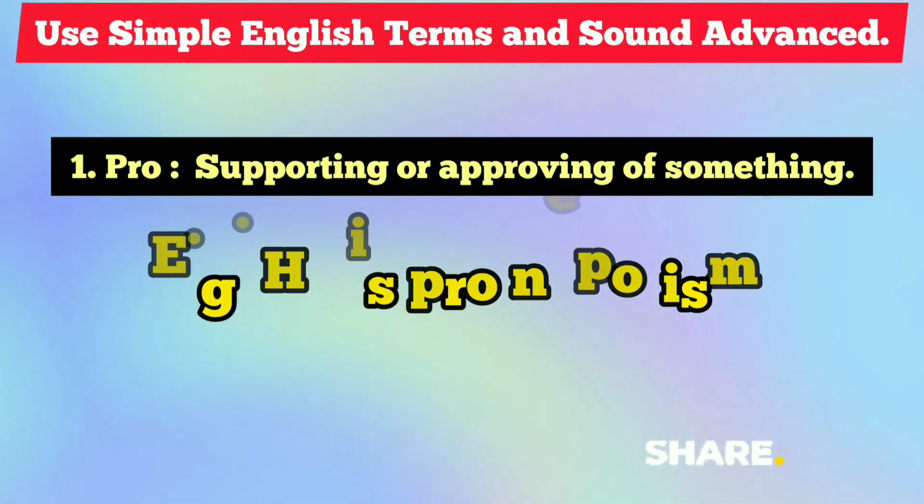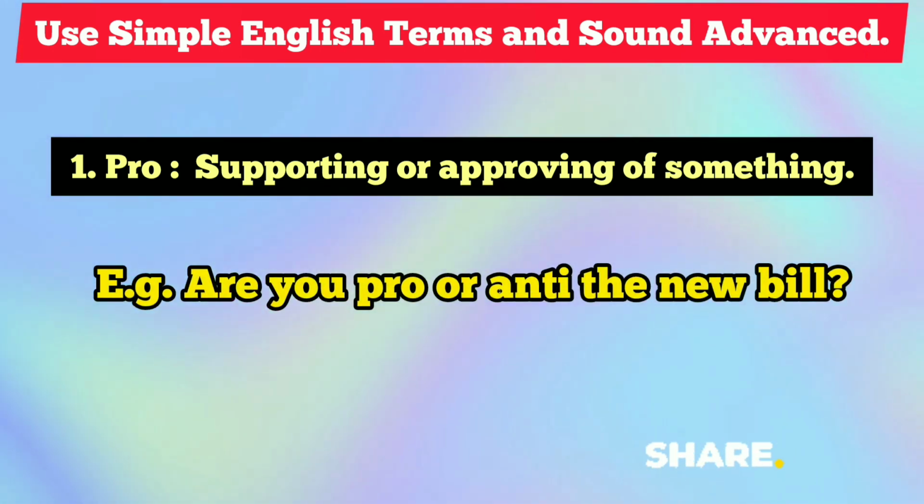You can see another example. You see, are you pro or anti the new bill? That means, are you in favor, are you supporting it, or are you against it? So I'm quite sure it's clear.